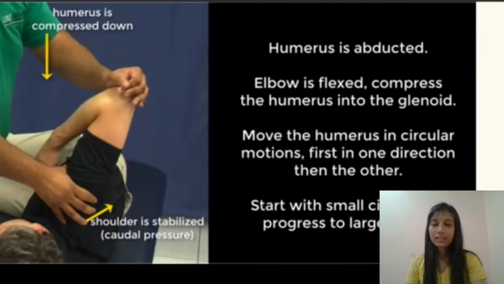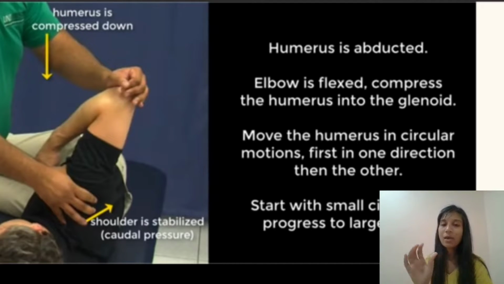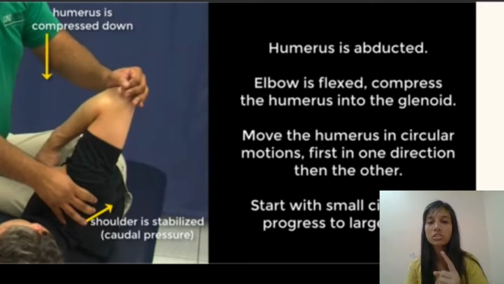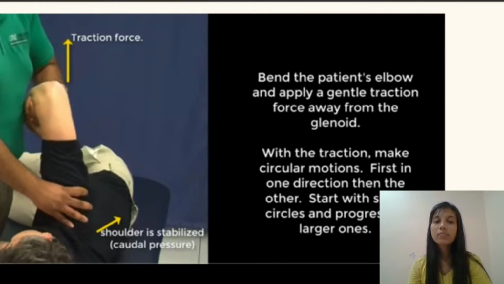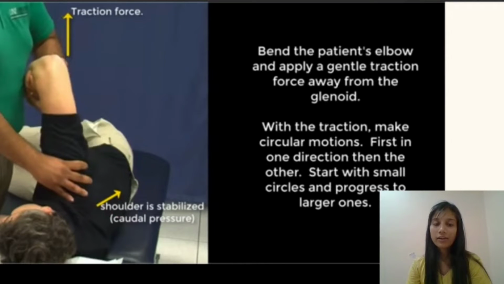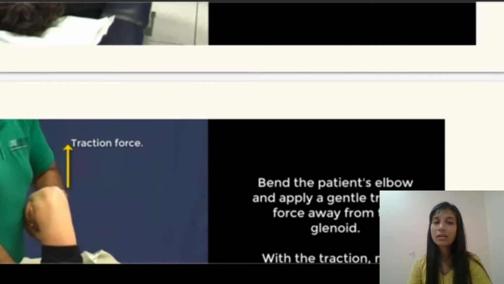Humerus is abducted, elbow is in flexion, compressing the humerus into the glenoid. As you can see in the image, the humerus is compressed down, the shoulder is stabilized, and caudal pressure is given to the scapula. Move the humerus in circular motions, first in one direction then the other. Start with small circles. If you feel the barrier is resolved, you can go for larger ones also. This is circumduction with compression.